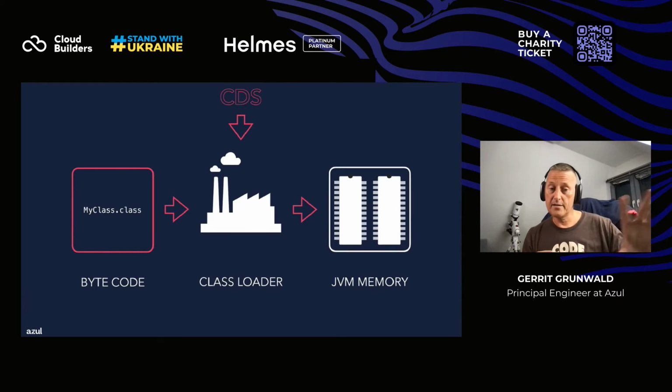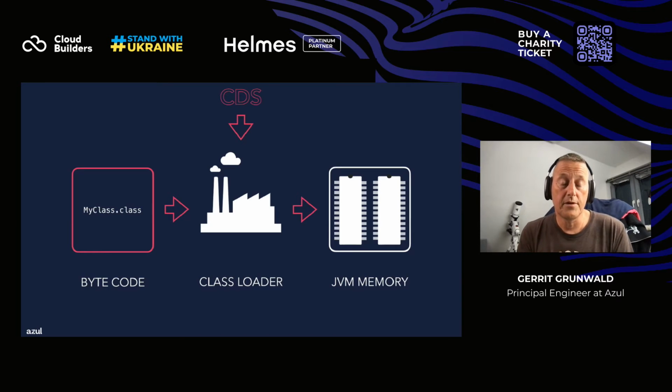So that means we have the bytecode, then there's the class loader, and at that point, CDS is really hitting or making the whole thing faster because it accelerates the class loading. But after the JVM memory, then all the execution engine interpretation and compilation phase starts. So it doesn't really have any effect on optimizing code or warm up really of the application.